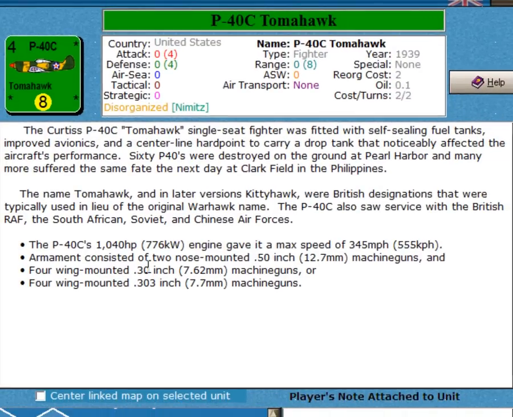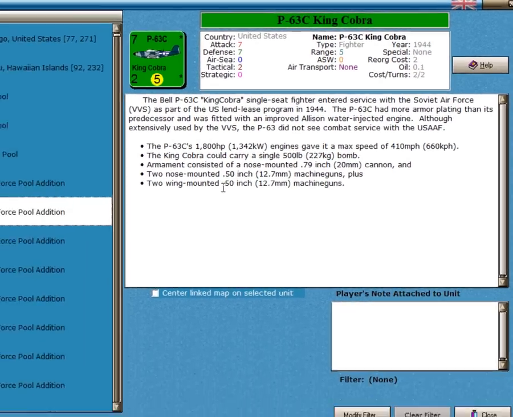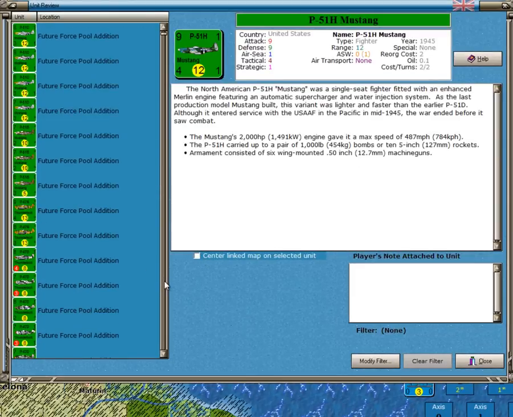Here's a write-up on that Curtiss P40C Tomahawk. Most of the units in the game have write-ups. All of the air units do. So if you wanted to look at the P63C King Cobra, here's a write-up on it showing what its engines and weaponry are. The United States has a lot of units.